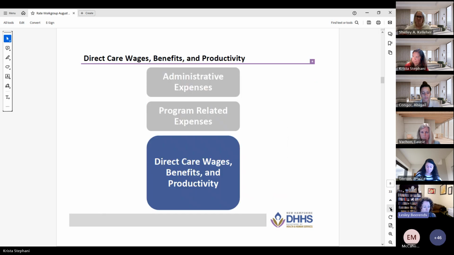As we talk through, we're going to start with this direct care wages, benefits, and productivity, and go through each piece of that. So we'll start with the wages.